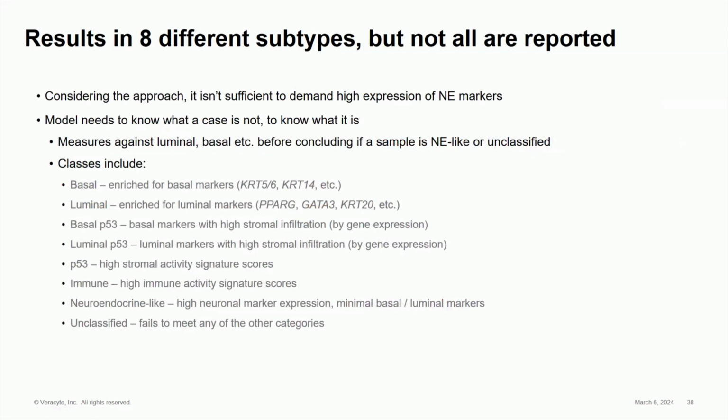And so this results in actually 8 different subtypes, but we don't report on them. So the idea here is that the way the classifier works is it goes down this cascade of these different subtypes, and you can see them listed here. And it asks, is it this or is it not? And once it gets down to the very, very bottom, which is a decision between neuroendocrine-like and unclassified, it can tell you whether it's a neuronal tumor or not.